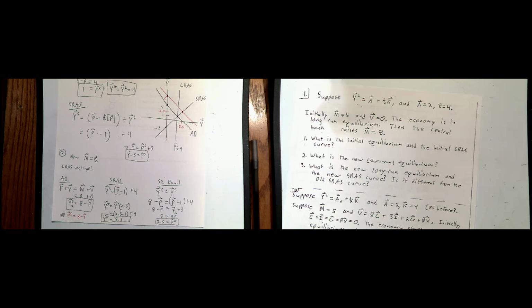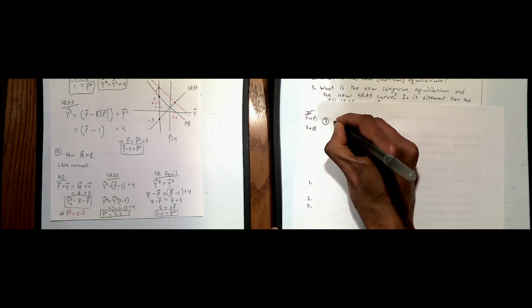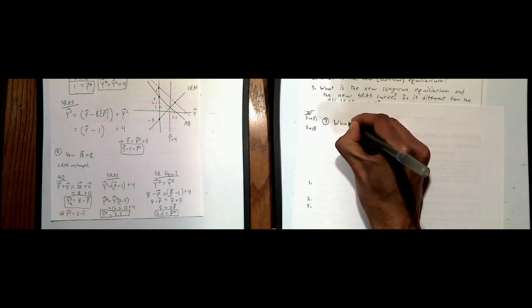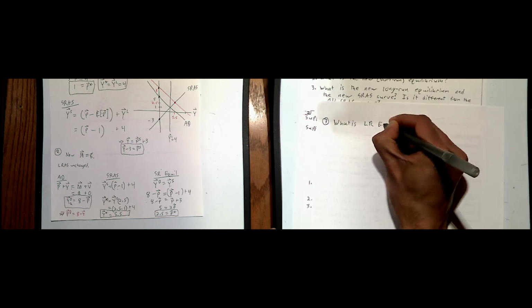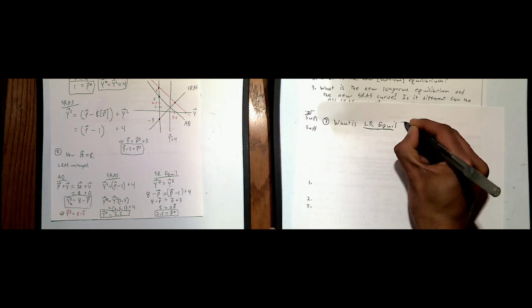No? All right, so then we will move to the third part of the question, which is what happens in the long run. So let's put this over here, actually. So part 3 of this question is, what is long-run equilibrium? All right, so what is long-run equilibrium? How do we find long-run equilibrium? How did we find long-run equilibrium here?